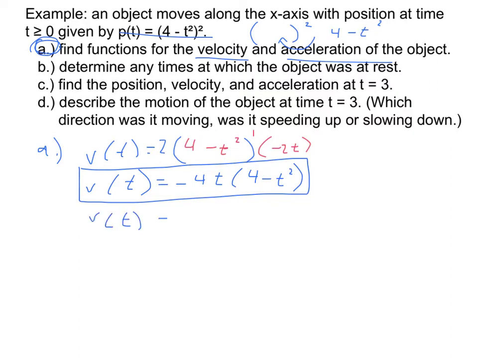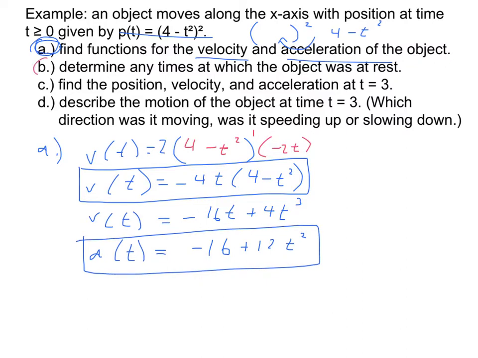So I'm still working with v of t. I'm going to write it as negative 16t plus 4t cubed. So that again is still my velocity function. Now when I go to find the acceleration function, the derivative of that, I'll get negative 16 plus 12t squared. And there's my acceleration function.